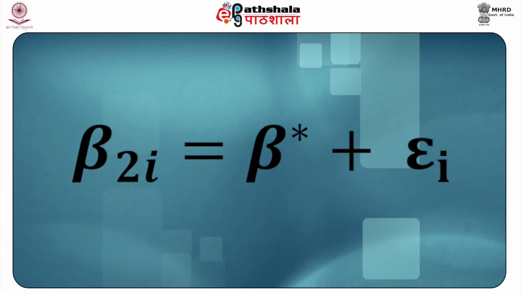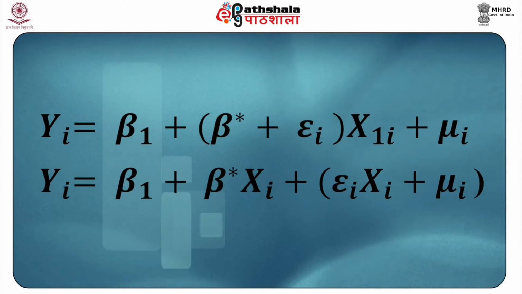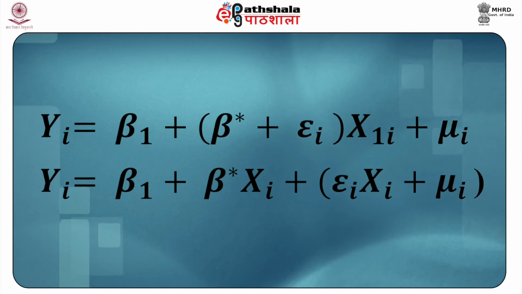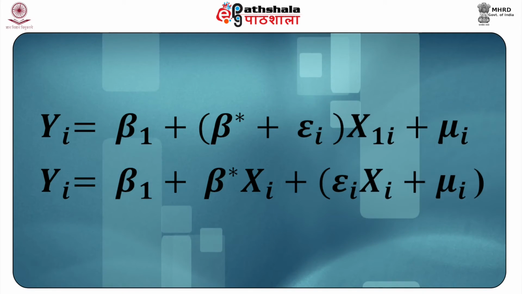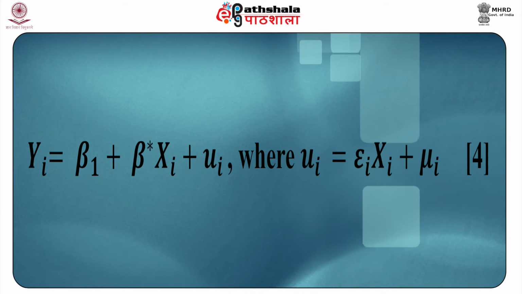To illustrate the concept of heteroscedasticity, let us assume that the slope coefficients vary randomly around some fixed value beta star. Then we can say beta_2i = beta star + epsilon_i, or y_i = beta_1 + (beta star + epsilon_i) x_i + mu_i, or y_i = beta_1 + beta star x_i + epsilon_i x_i + mu_i, or y_i = beta_1 + beta star x_i + mu_i star, where mu_i star is now equal to epsilon_i x_i + mu_i. Now, equation 4 shows that the error term mu_i star will vary with x_i and will have unequal variance.